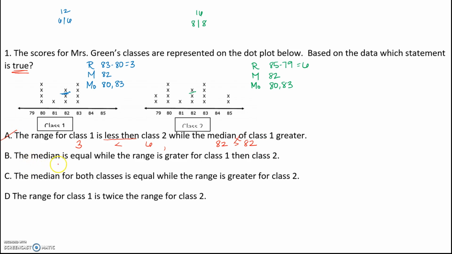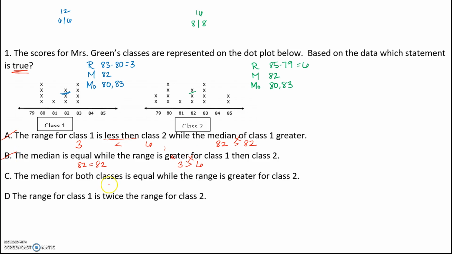Second one says the median is equal, okay, so medians are equal. Okay, so 82 is equal to 82. Sounds good to me. While the range is, oops, typo, greater for class 1 than 2. So range 3 is greater than 6. Well, that's not true.